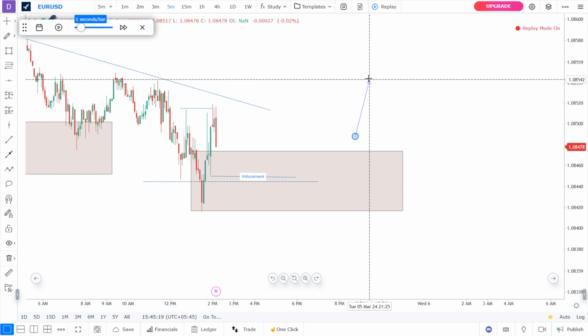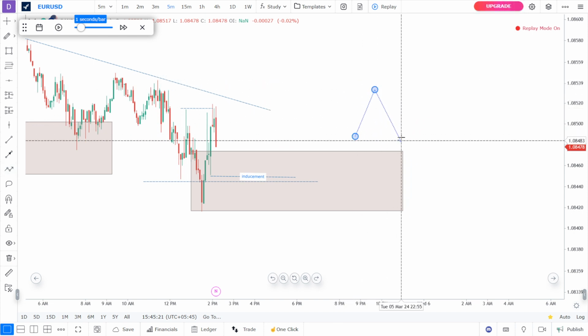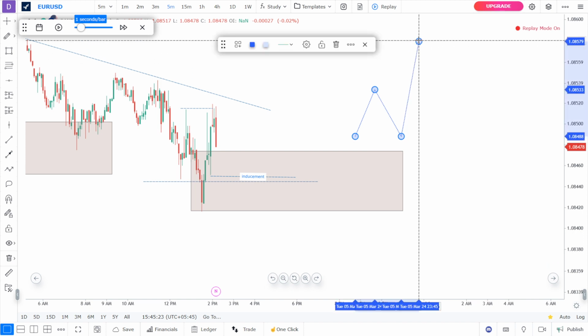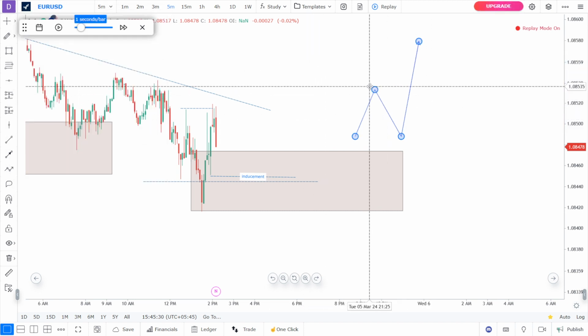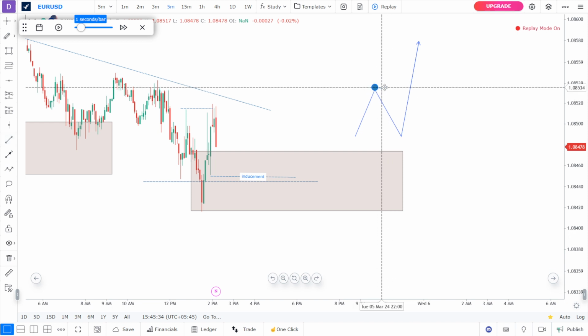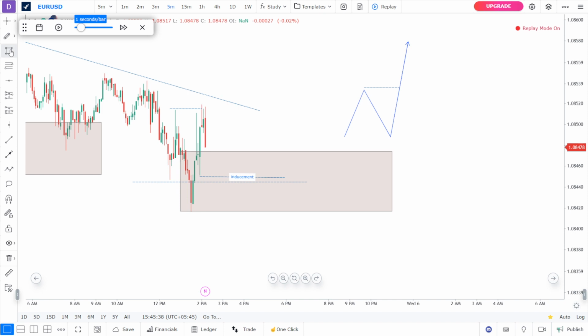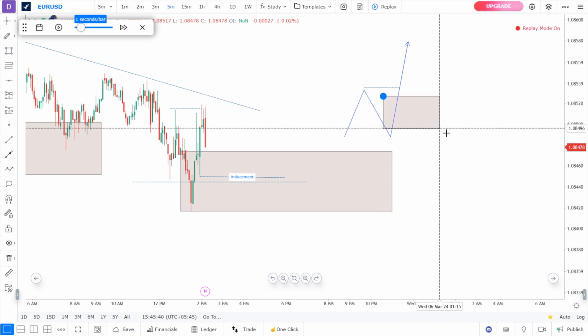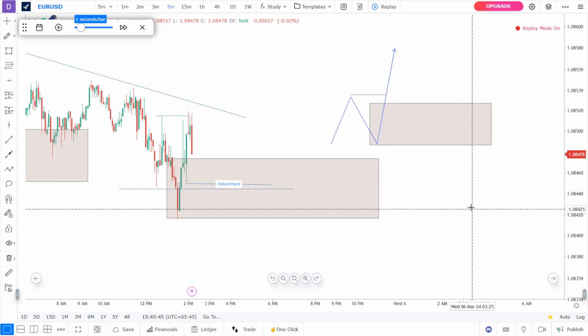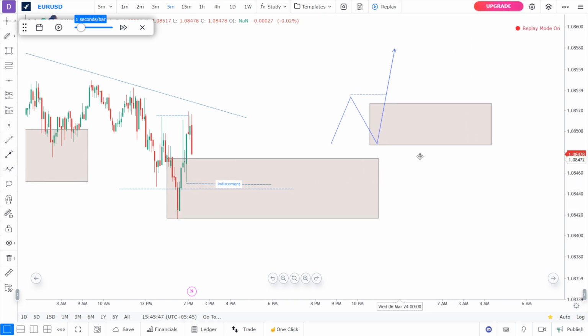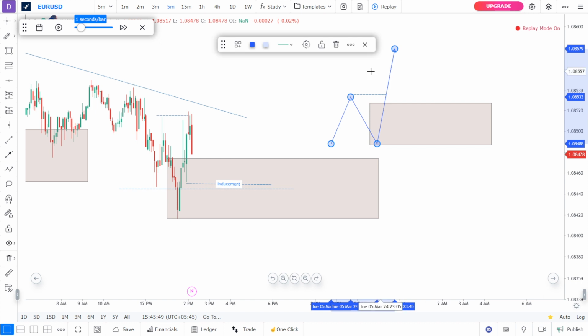Suppose this is our 15-minute structure, and there is this breakup structure here. Out of the breakup structure, a lot of people, including us, look for the price to come back down and we take the trade from here. So inducement is basically inside this 15-minute structure.